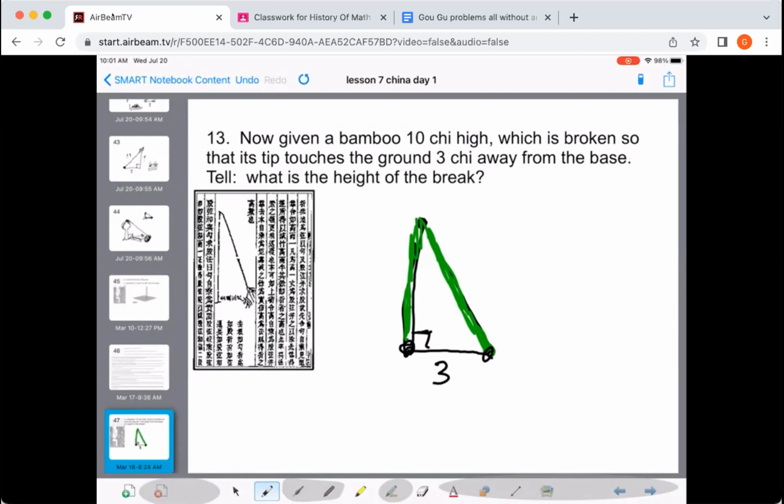What are you going to call the other 2 sides? Everyone think about that and see if you can work out the answer. There's a little surprise in this question. So everyone take about 5 minutes to ponder this question just on your own. How are you going to find the height of the break? That's what they mean by the height of the break. Okay, everyone take a few minutes to ponder this question.